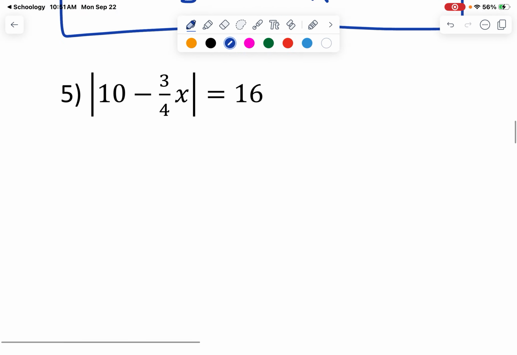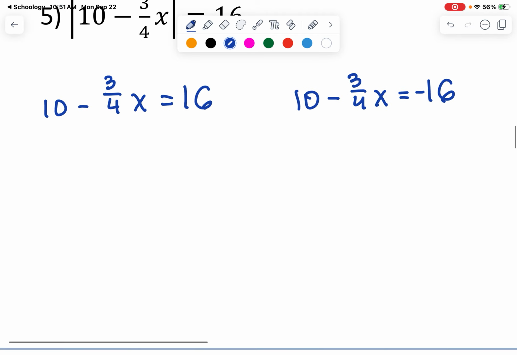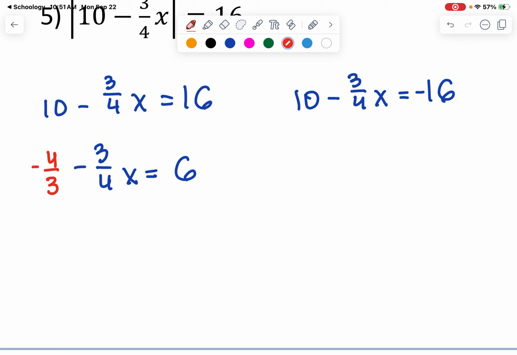Next one here, so I have to get it equal to 16. So the inside is either going to be 16 or the inside is going to be negative 16. Solve each one of those, subtract 10 from both sides. We have negative 3/4 x is equal to 6. Multiply by the reciprocal, which is negative 4/3. Multiply by negative 4/3. So we have x equals negative 24 divided by 3 is negative 8.